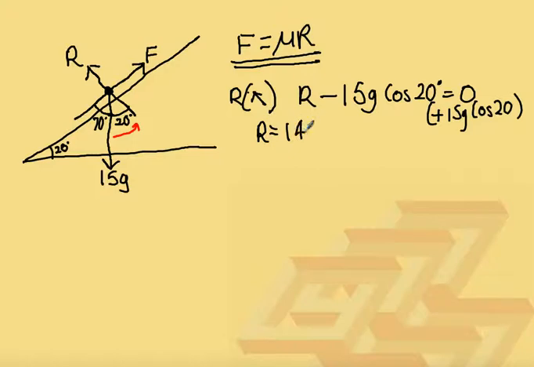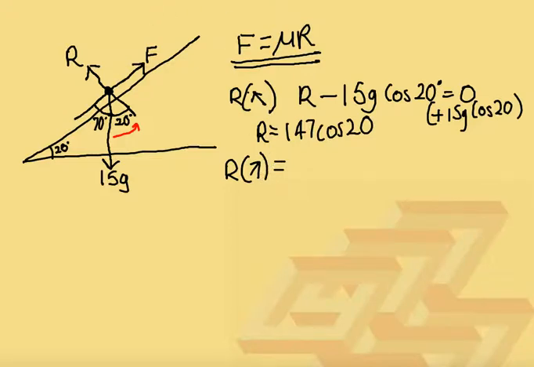I'm just going to leave it in terms of cos 20 because there's not massive amounts of working I have to do here, and then I'm going to get a really accurate answer in a moment. Okay, so I've resolved perpendicular to the plane. What I could also do is resolve parallel to the plane, and by resolving parallel to the plane, I'm going to get an equation in F.